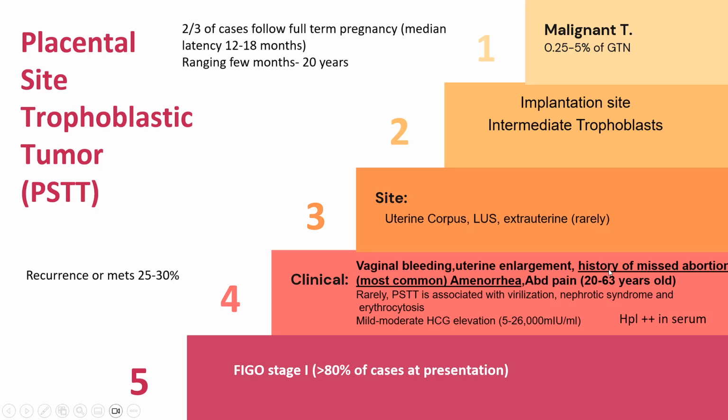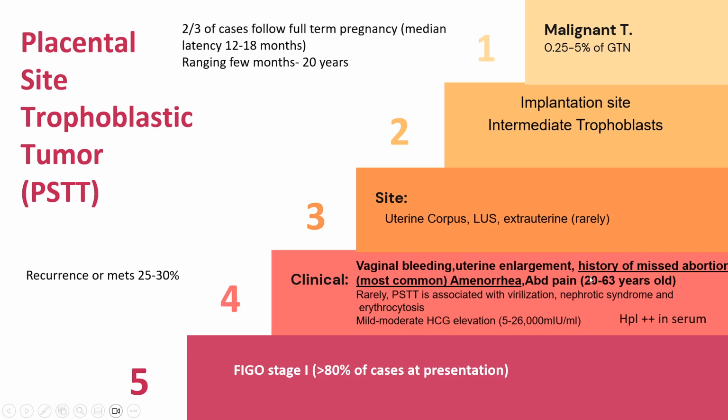So, what's placental site trophoblastic tumor? That's again a malignant tumor. It's like 4 to 5% of the GTN. They originate from implantation site intermediate trophoblasts, and that's important that we relied on in IHC. We can see it in the uterine corpus or the extrauterine.